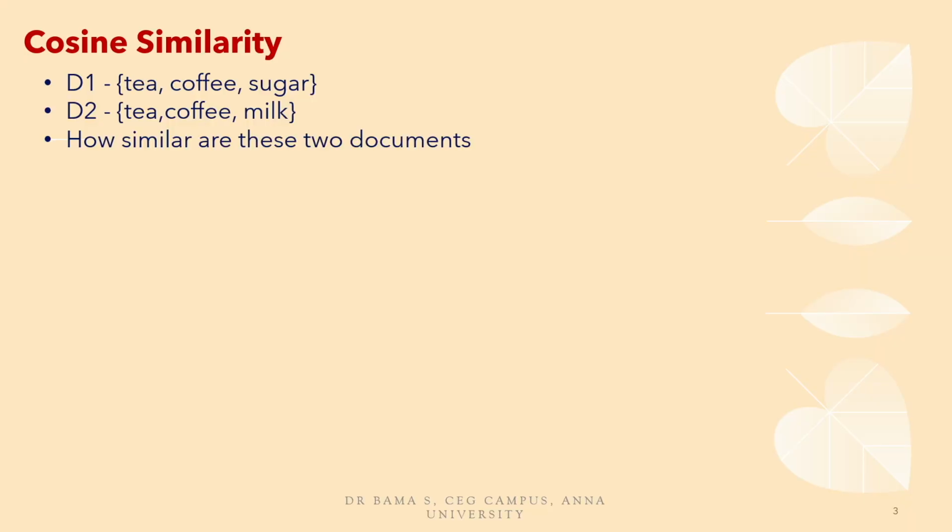Okay. Suppose you have D2 as tea, coffee, milk. If you see these two documents, tea is one commonality, coffee is another commonality, and the ones that are different are sugar and milk. So how similar are D1 and D2? Because there are two words that are similar in both documents, we would say yes, it is somewhat similar, mostly similar.